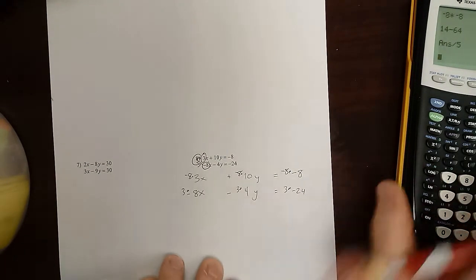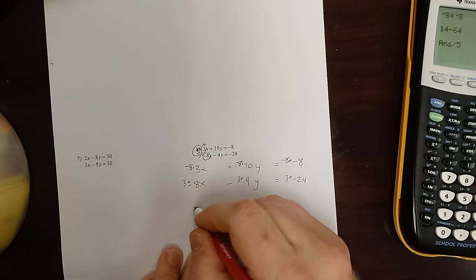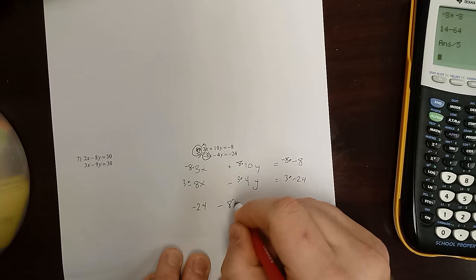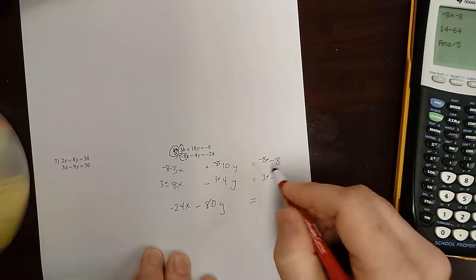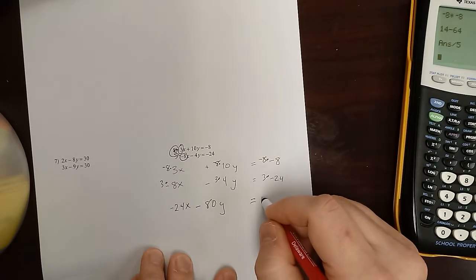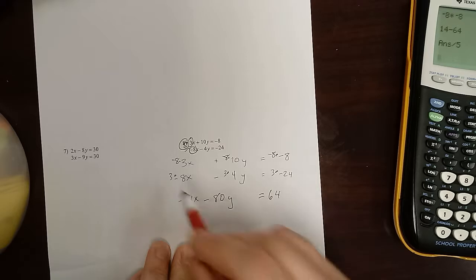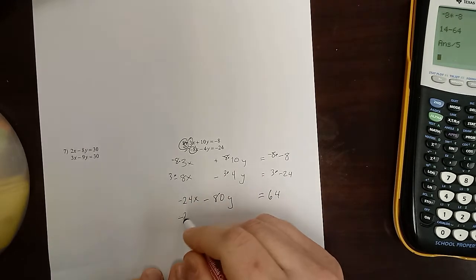So when we do that, you can use your calculator for all these. You do negative 8 times 3, and I got negative 24. You do negative 8 times 10, and you get negative 80. Oop, forgot the x there. You do negative 8 times negative 8, and you get positive 64. So this first equation turned into that one. Now this equation, 3 times negative 8 gets us negative 24.